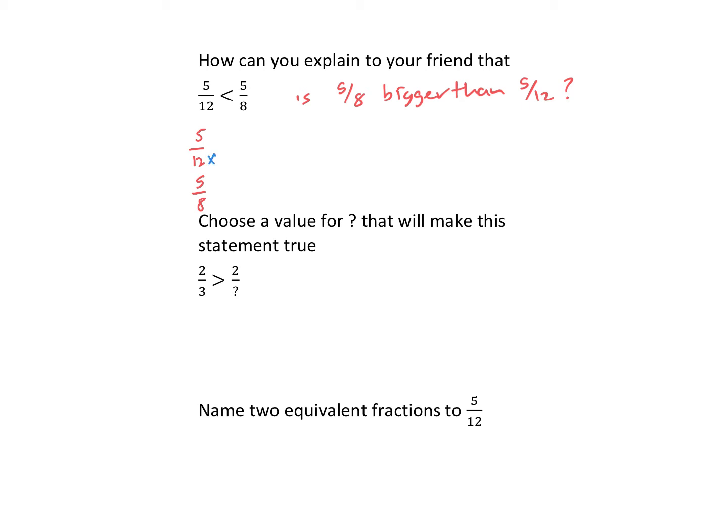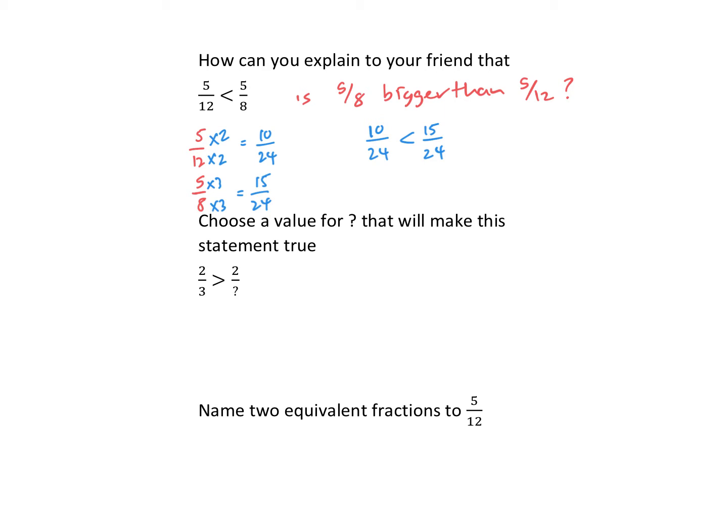So if I multiply 12 by 2 to get 24, do the same to the top. And then if I multiply 8 by 3 to get 24, do the same to the top, I can see that 5 over 8 is indeed bigger than 5 over 12, because if I change them to equivalent fractions, 15 over 24 is bigger than 10 over 24.